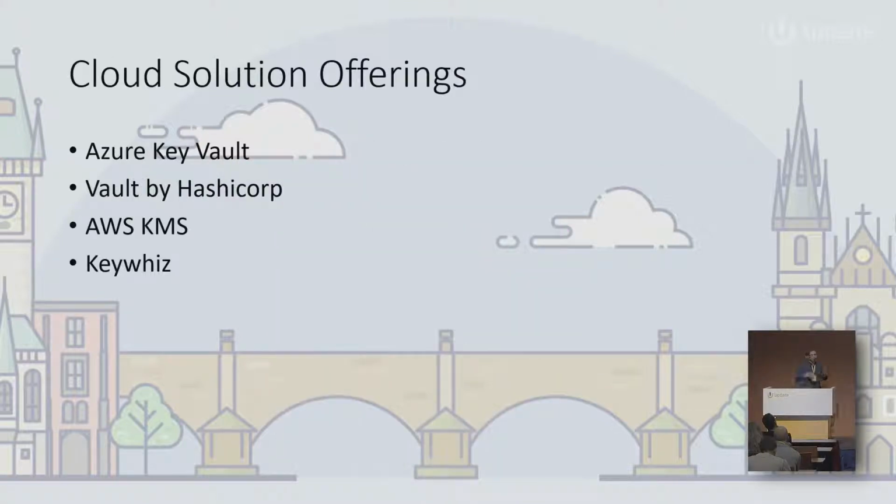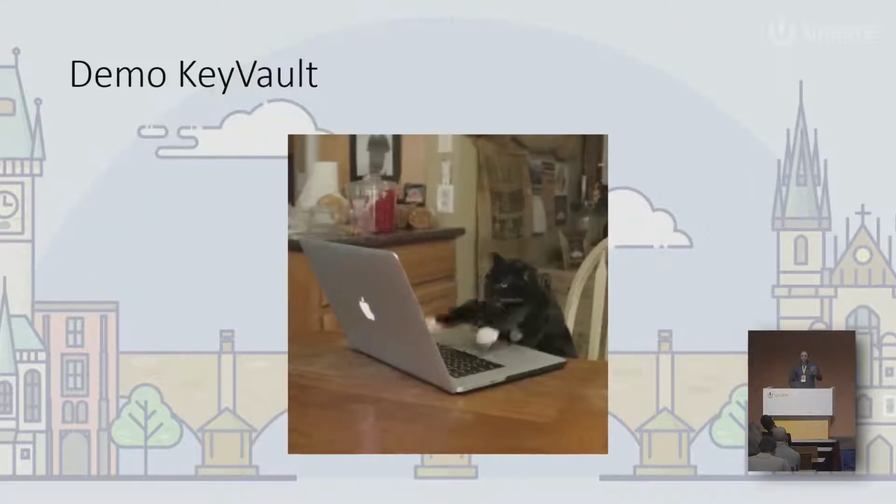So what are the cloud solution offerings that are out there for you to use today? Azure Key Vault is one of them. Vault by HashiCorp. If you were earlier in my other session, I actually talked about both of those two products. AWS KMS, they all store all of this stuff. I'm going to do a quick demo of it.